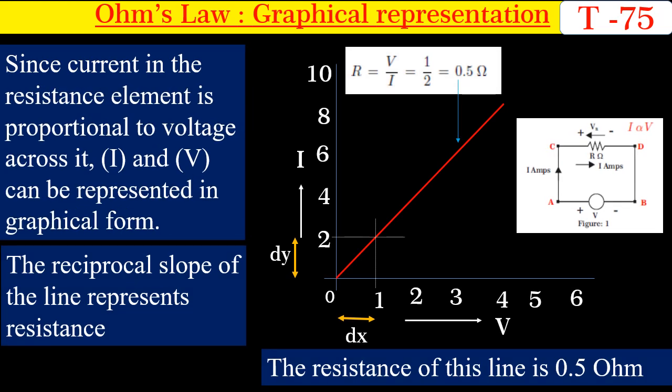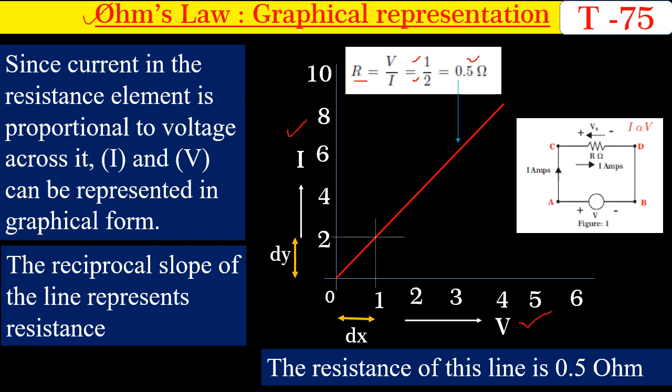Friends, now let us see how Ohm's law can be represented in the graphical form. For that, let us take the Cartesian coordinates in the first quadrant and represent voltage V volts along the x-axis and the current of I amperes along the y-axis. Now, to understand the graphical representation, let us take a resistance of 0.5 ohm. You know, 0.5 ohm is equal to 1 volt divided by 2 amperes.